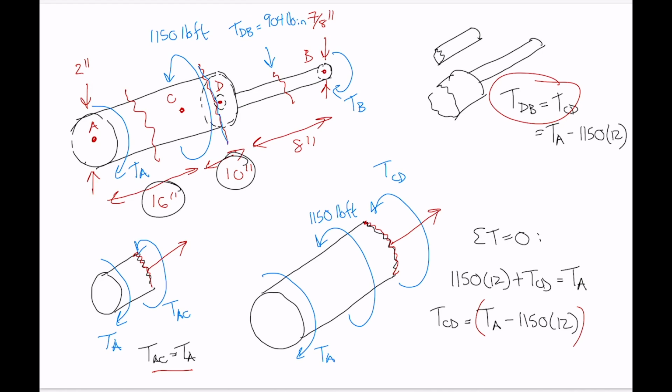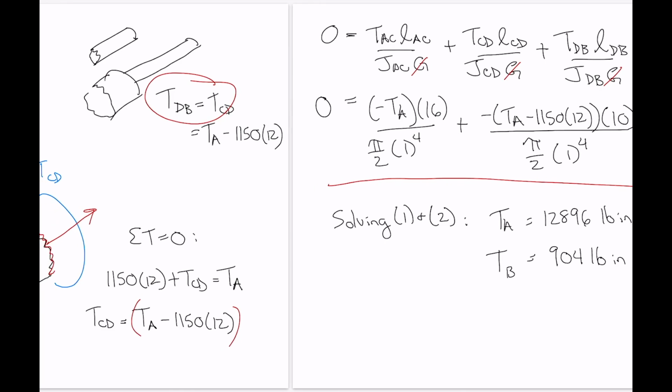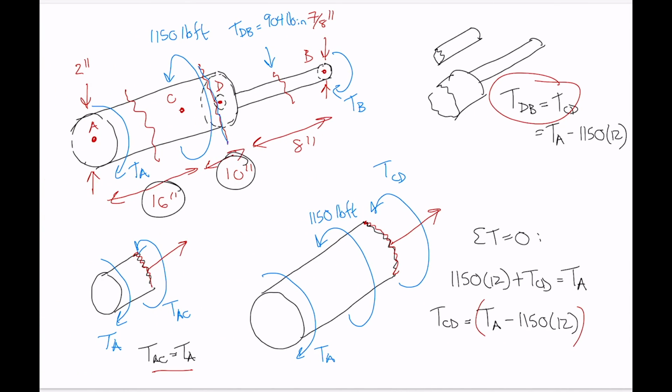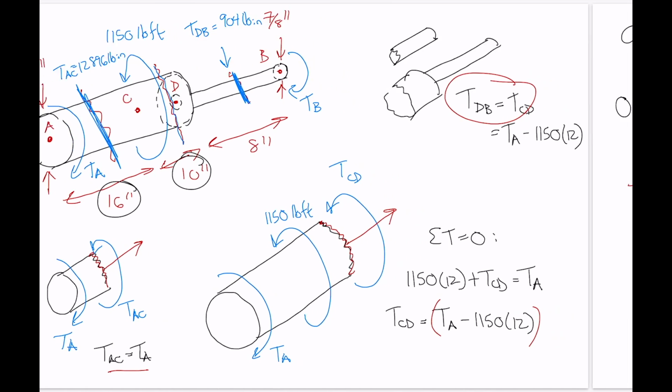But for segment AC, it's got a larger diameter than segment DB, but the internal torque is also significantly higher. So we've got an internal torque in that segment, TAC, of 12,896 pound inches. So in this section here, high internal torque, larger diameter. In this section here, lower internal torque, but smaller diameter. Not clear which is going to have the maximum shear stress, so we need to check both. So let's do segment AC first.